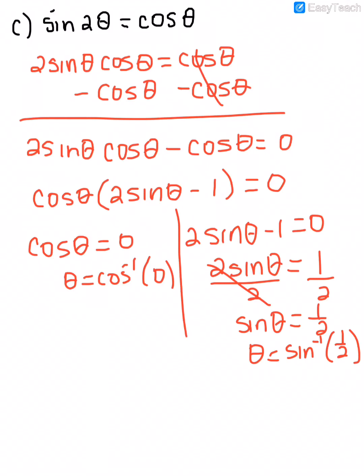Cosine is 0 at 90 degrees and at 270 degrees. And sine is 1/2 at 30 degrees and 150 degrees. So all of my solutions are 30 degrees, 90 degrees, 150 degrees, and 270 degrees.